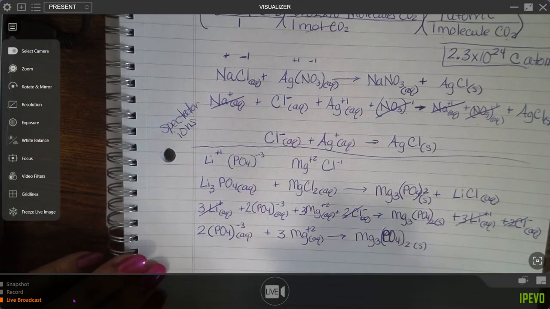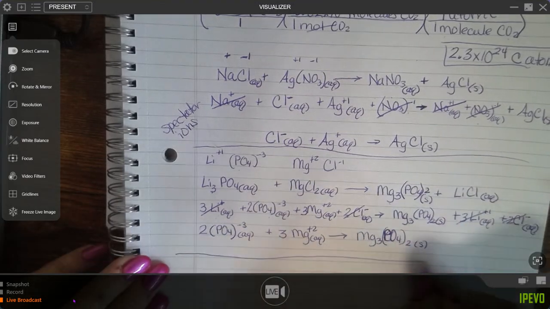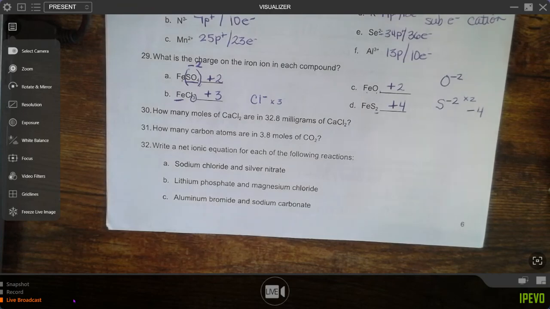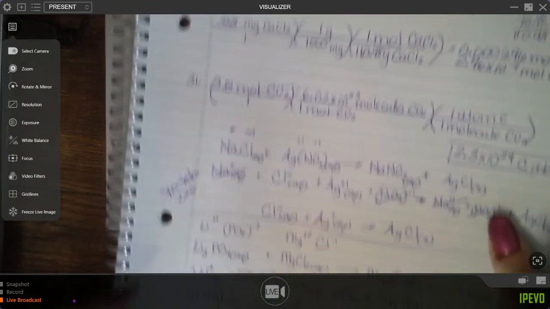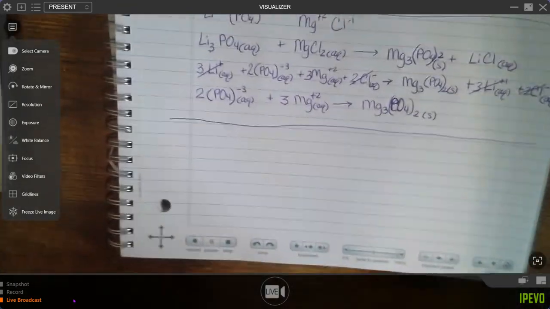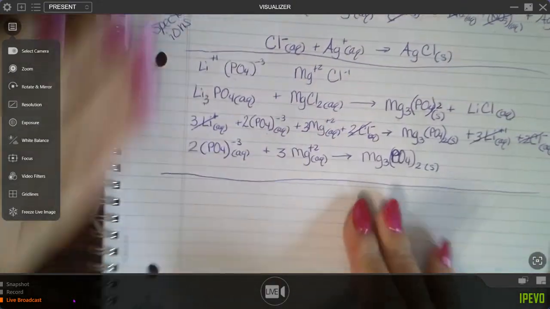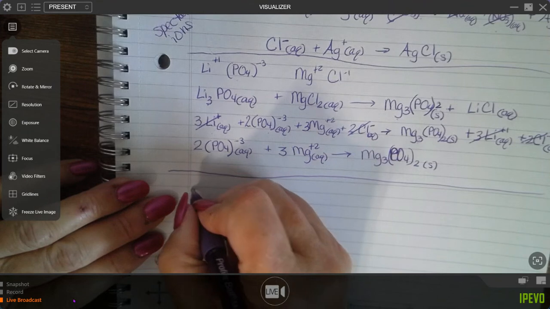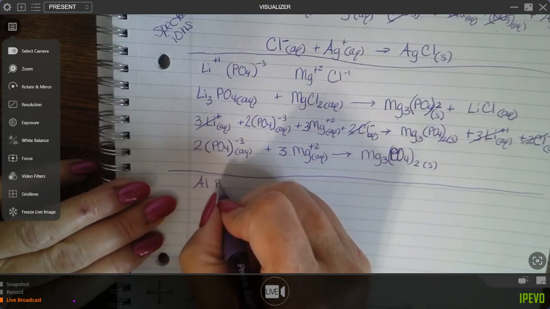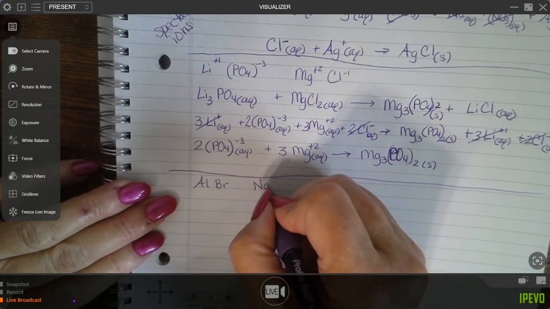Okay, let's do one more of these. Hopefully you're getting the hang of it by now. Let's see, aluminum bromide and sodium carbonate. Let's see if I can remember this long enough to write it down. Aluminum bromide and sodium carbonate.